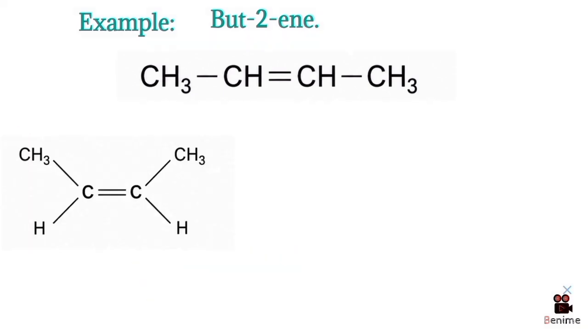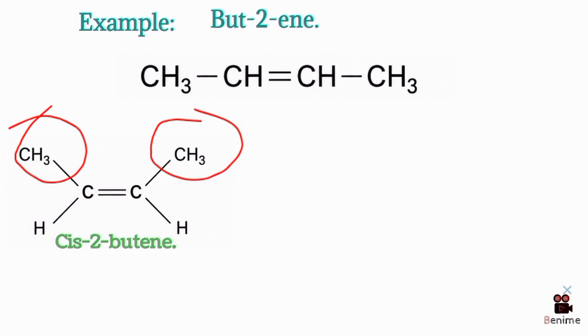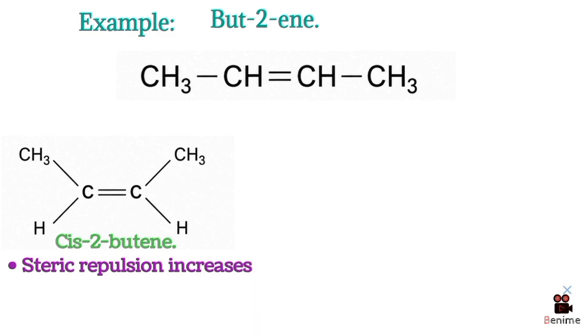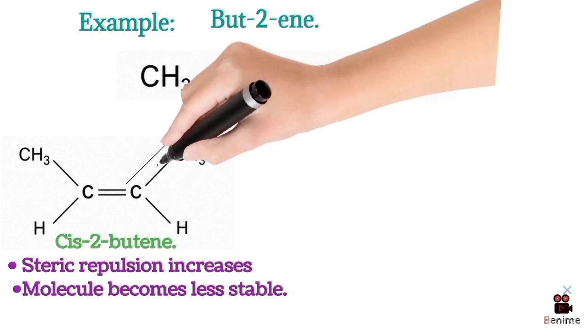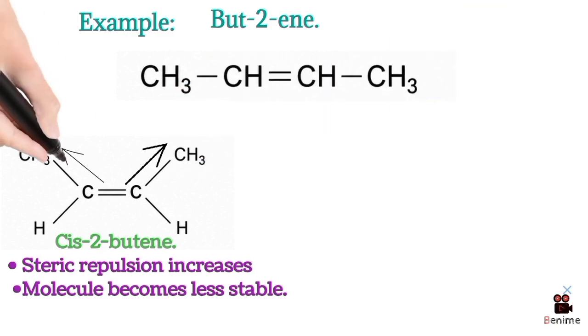First, cis-2-butene. In the cis isomer, similar groups are present on the same side of the double bond. In this example, both methyl groups, CH3 groups, are on the same side. Due to this arrangement, steric repulsion increases and the molecule becomes less stable. The cis isomer is generally more polar because the dipole moments add together.